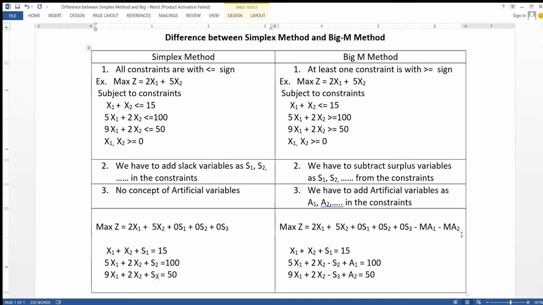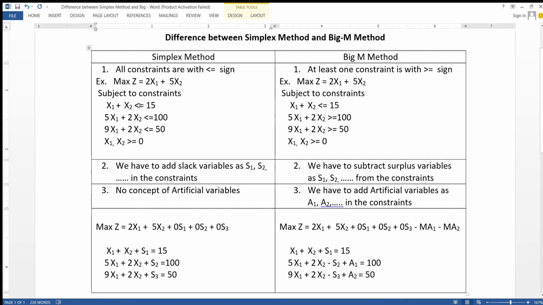Now we have to rewrite function z as well as the constraints. In simplex method, the first constraint is x1 plus x2 less than or equal to 15. So here we add slack variable s1: x1 plus x2 plus s1 is equal to 15. In the second constraint, we again add a slack variable: 5x1 plus 2x2 plus s2 is equal to 100. So here we have converted inequalities into equalities.